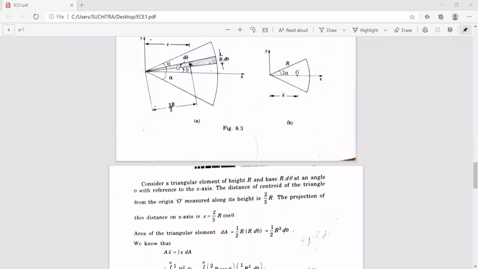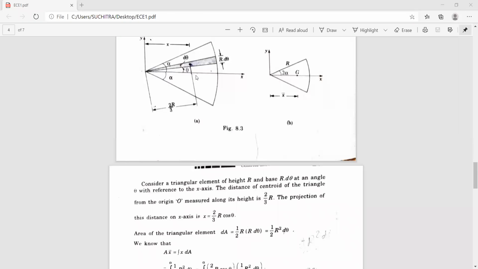Now, first we have to calculate the area of the elemental strip. Let us call it dA. It is nothing but the area of this elemental triangle, which is half into the base, r d theta, and the height, which is the radius of the sector, r. So dA is half into r d theta into r. On simplification, it is half r square d theta.